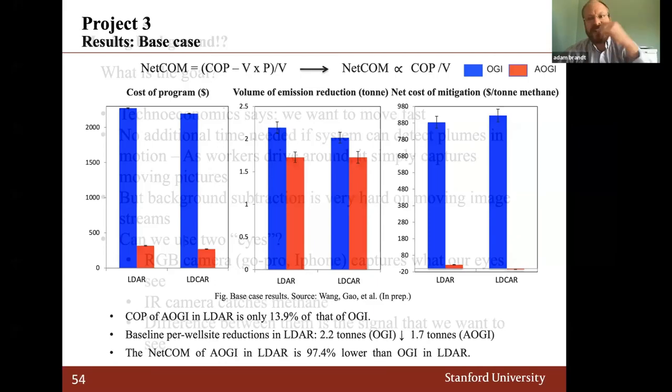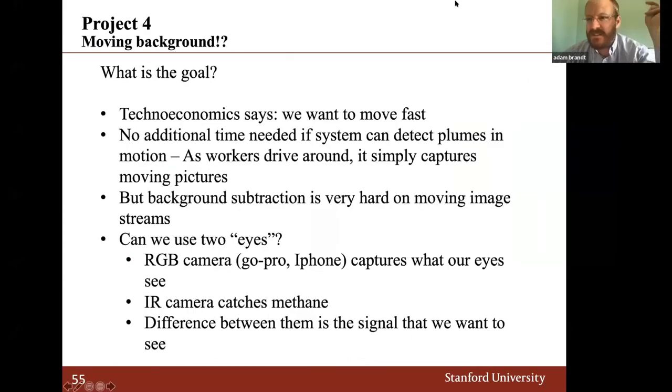Okay, so techno-economics says, and I just have two more slides and then I'll take questions. I know I've been going fast. Techno-economics says we want to move fast because labor costs are so expensive. If this is a system that can detect plumes in motion, there's no additional time. Even if the guy's driving by a site, it'll be in the GPS tuned towards the site. Oh, hey, he's driving by site 57. See if you can see anything from the road. It just simply captures moving pictures and processes them.